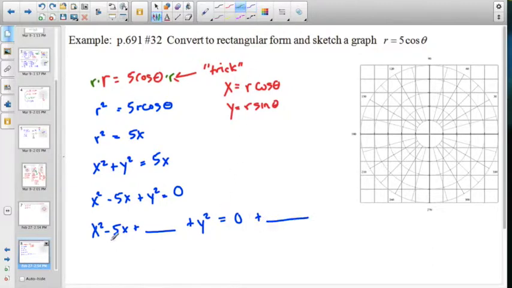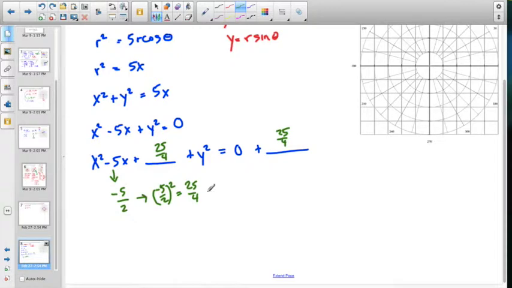So what is that number? Now we've got to look at this coefficient, and we have to take half of it. So what is half of -5? That's -5 over 2. And then we have to square it. So what is -5 over 2 squared? That is 25 over 4. So we know that this is 25 over 4. And if we add 25 over 4 to the left, then we have to add 25 over 4 to the right to keep the equation balanced.